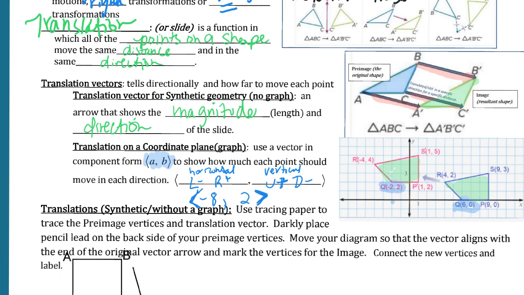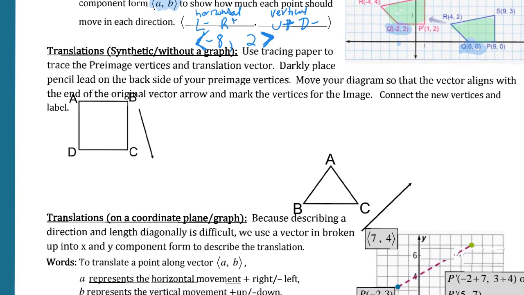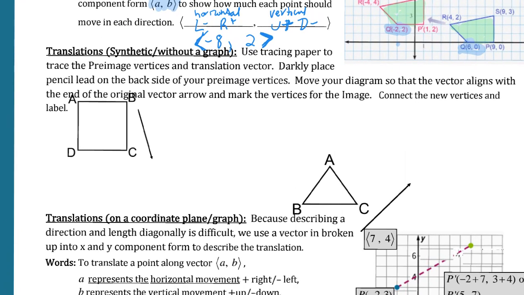And so, as we're doing this on patty paper, again, whenever you don't have a graph, use your patty paper. The directions say to use your tracing paper to place the paper over your original shape. You mark each vertex on the patty paper, and you also mark your arrow, okay? And that's your vector arrow. You want your whole graph to shove this way, the length of this arrow.